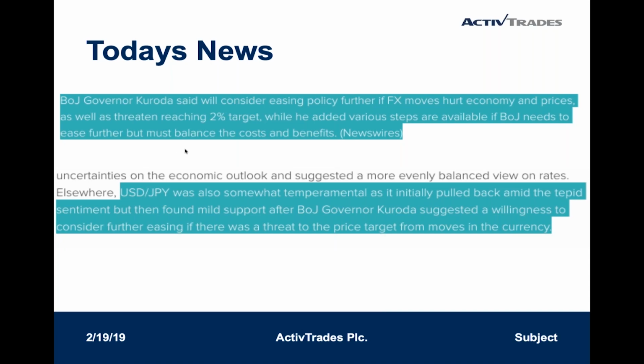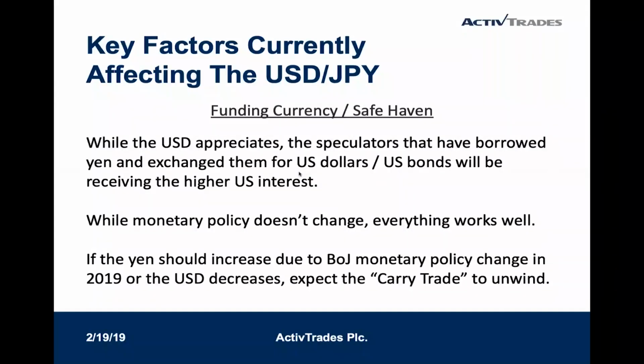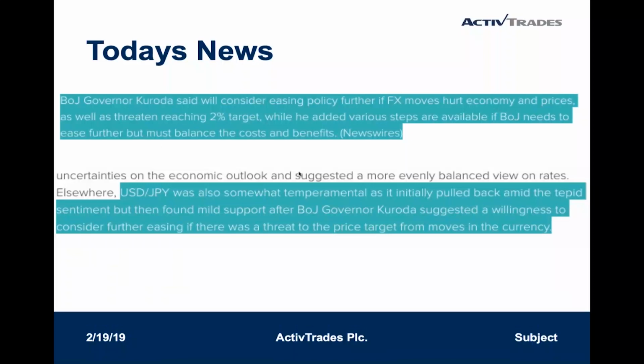Uncertainty. The dollar yen was also somewhat temperamental as it initially pulled back on the tepid sentiment, but then found mild support after Bank of Japan Governor Kuroda suggested a willingness to consider further easing. So if you were watching the dollar yen yesterday, you would have seen a bit of a move, and that was because the news that was coming out of Japan was sort of saying the yen is going to be weaker.